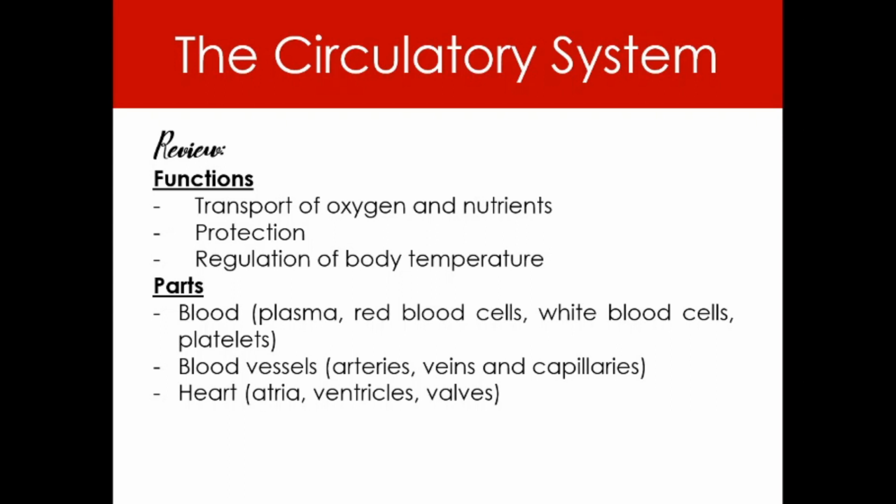Okay, now we have 3 main parts of the circulatory system. We have the blood, which is composed of the plasma, the blood cells, which are the red blood cells, white blood cells, and then the platelets. Aside from the blood, we also have the blood vessels. We have 3 kinds of blood vessels. We have the arteries that carries blood away from the heart. We have veins which carries blood into the heart. Then we have the tiniest blood vessels, which are the capillaries that provide nutrients and distribute oxygen to the cells of our body. The last part is the heart.